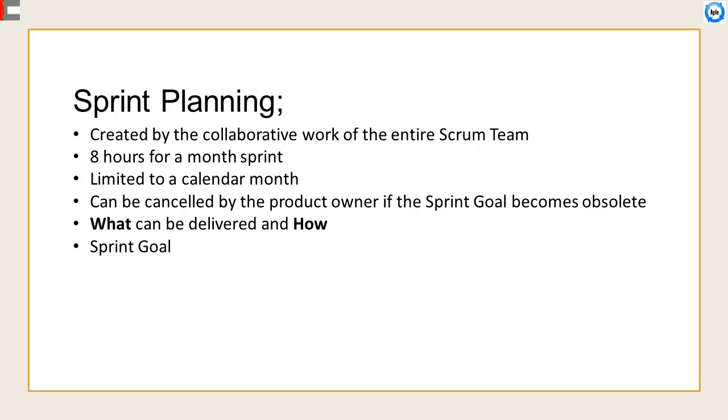Sprint planning answers the following. What can be delivered in the increment resulting from the upcoming sprint? How will the work needed to deliver the increment be achieved? The sprint goal is an objective set by the sprint that can be met through the implementation of the product backlog. It provides guidance to the development team on why it is building the increment. It is created during the sprint planning meeting.